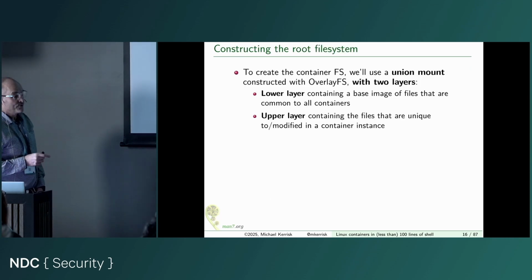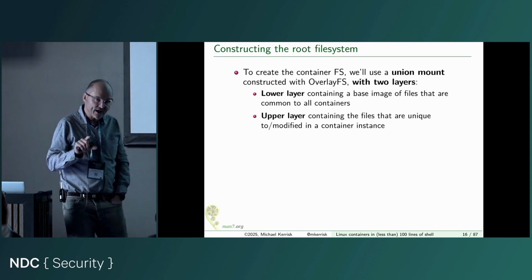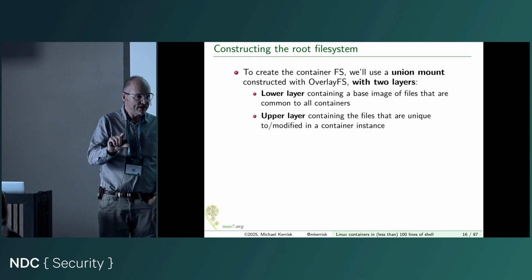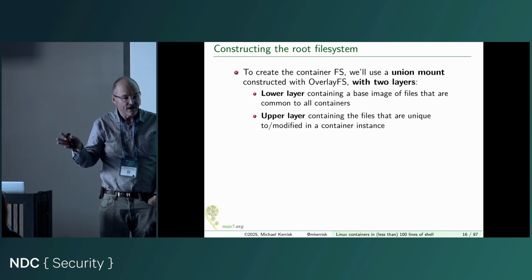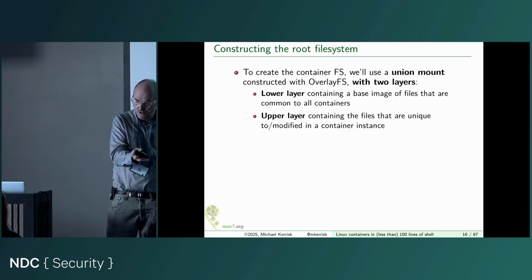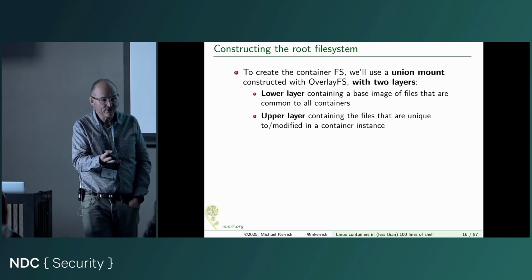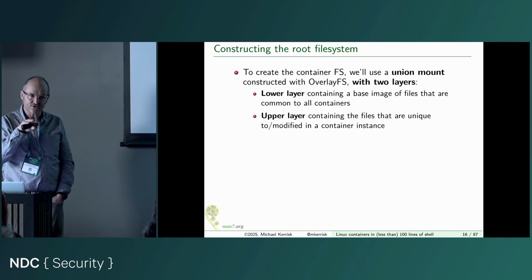Okay, so what I'm going to do for my container is have an overlay file system where I have a single lower layer, which is the contents of the files that are common to all of my containers. It's going to have my bin directory and things like that, for example. And then my upper layer is the differences, the stuff that is unique to this container.